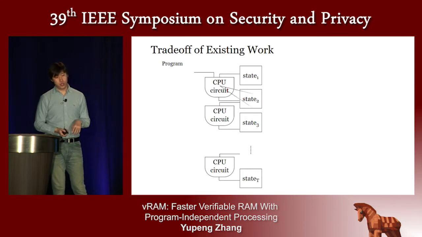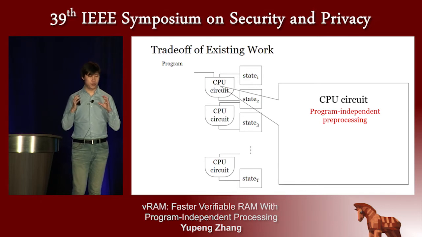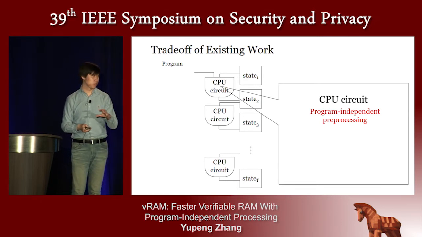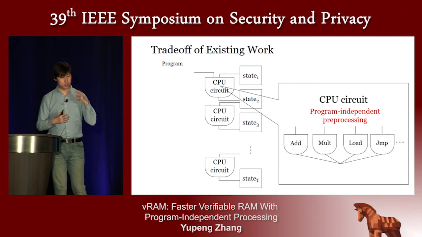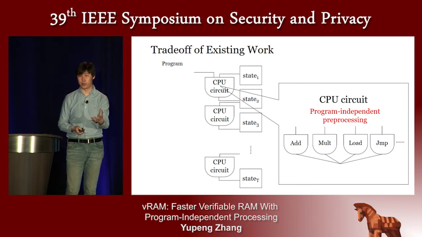So if we zoom in to one copy of this CPU circuit, in one case, if we want the program independent preprocessing, which means the program is not known ahead of time, then this small CPU circuit must be responsible for all possible CPU instructions, because you have no idea which one will be executed during the runtime, because you don't know the program ahead of time.